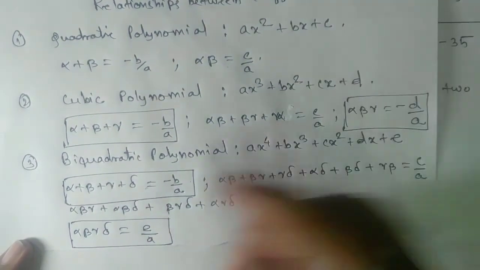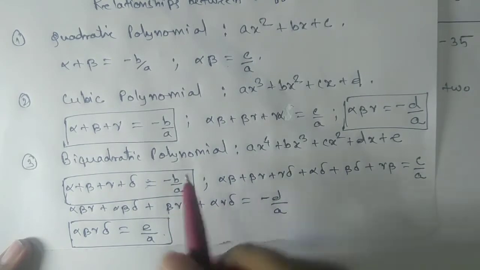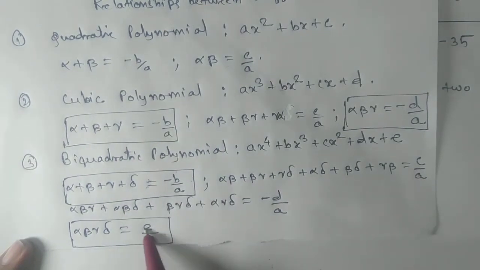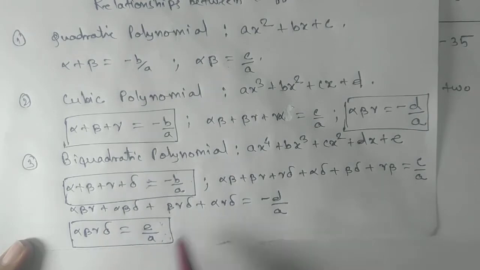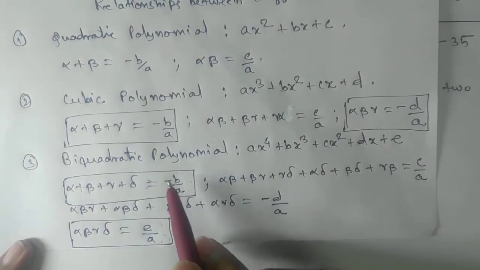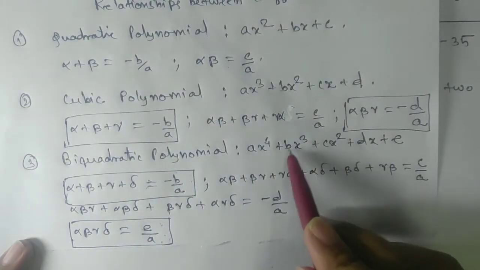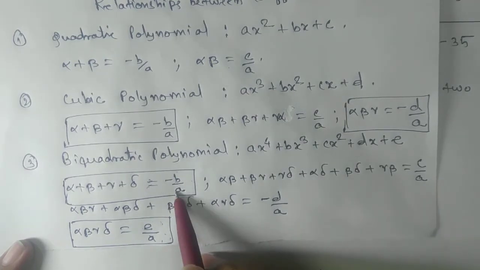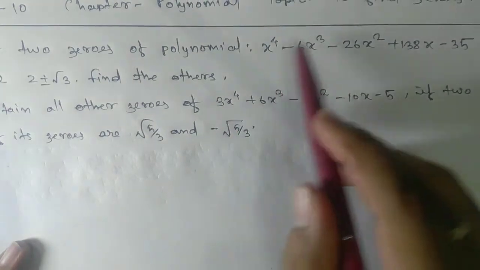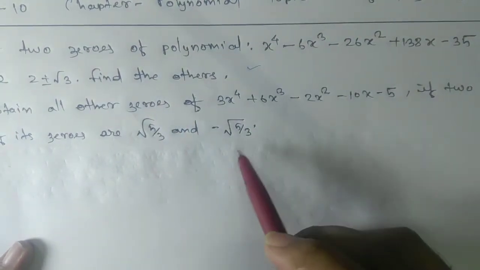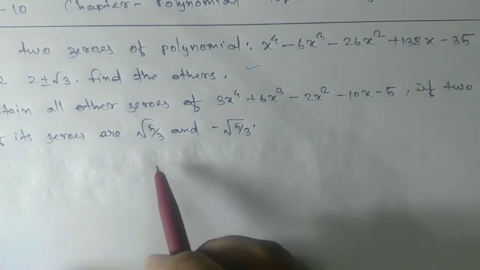Okay, let's start. We're going to use these two. Here we have minus b by a and the other is e by a, that means the constant term by the coefficient of x to the power 4, and here we'll get minus the coefficient of x cube by the coefficient of x to the power 4. So I'm going to solve this one, and you try this one on your own using this method.